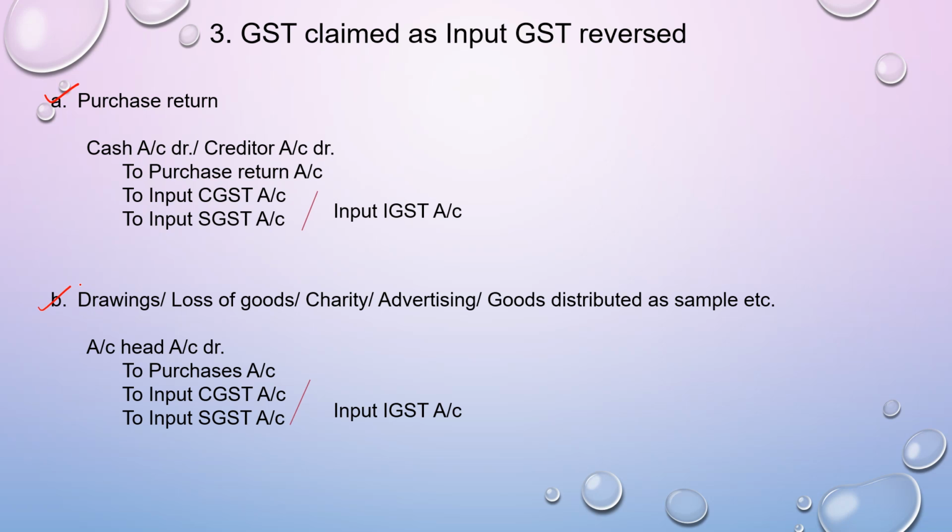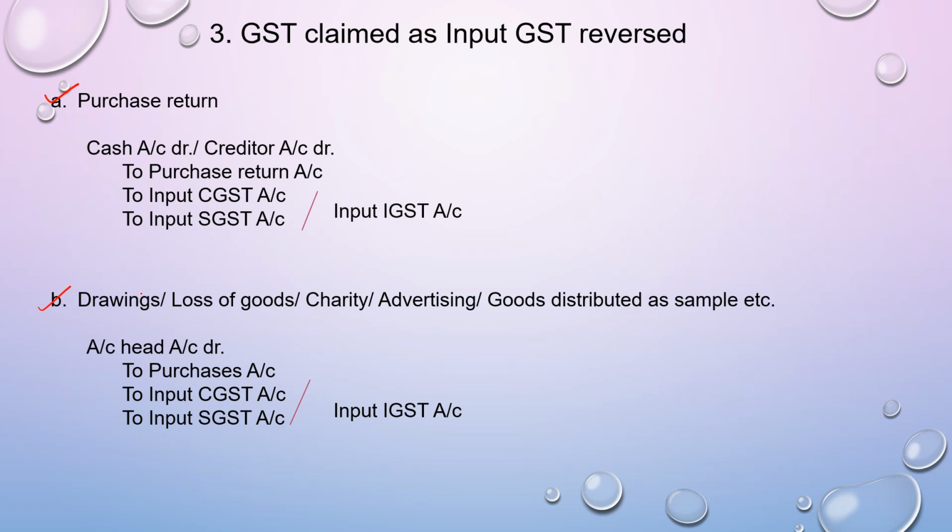Now, there are certain more circumstances where again there would be reversal of the input GST, like when there is drawings or when there is a loss of goods. Some goods are lost due to fire or theft or any other reason. You have lost the goods. Those goods are no more there. Then the GST that you paid on it will have to be reversed because you cannot claim the GST you've paid on those goods that you've lost against the output GST. Similarly, if you give away a portion of the goods as charity, or you're using it for advertising or distributing it as free sample to your customer, then to that extent your purchase would be reduced.